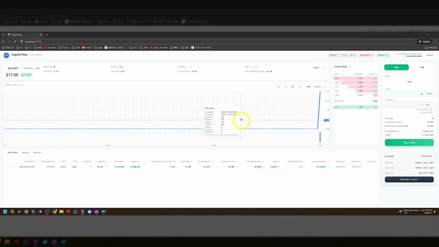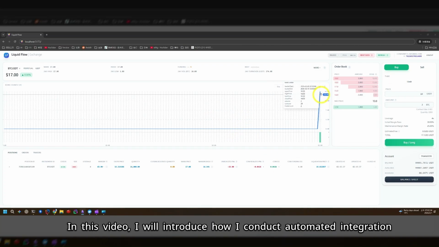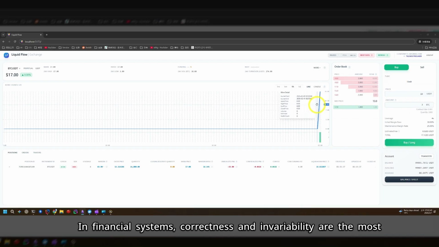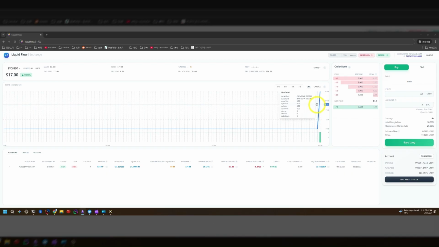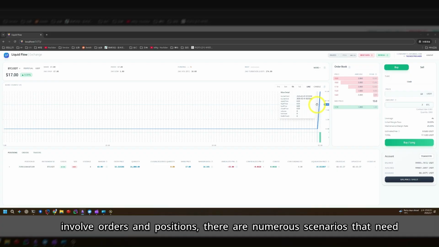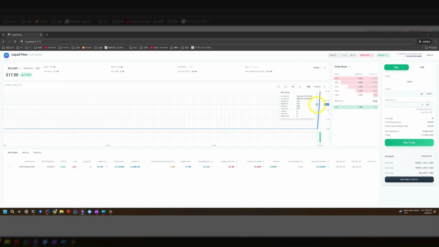Hello everyone. In this video, I will introduce how I conduct automated integration testing for the exchange system. In financial systems, correctness and invariability are the most important factors, especially in an exchange when the matching engine and settlement involve orders and positions. There are numerous scenarios that need to be tested.